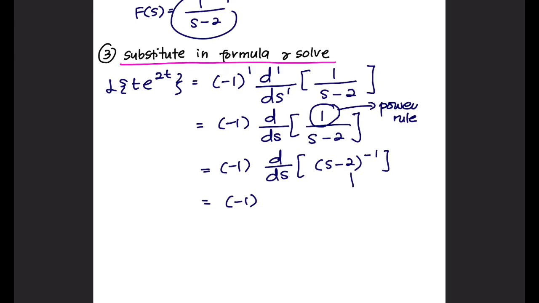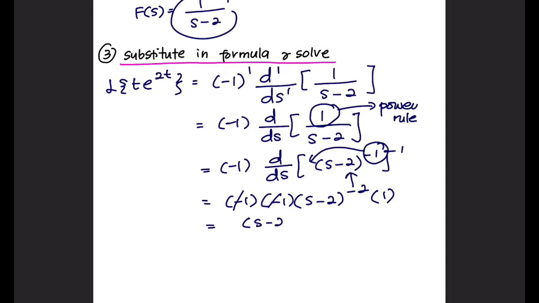After that, differentiate this function. First, put the negative 1 in front. We get negative 1 times (s minus 2) to the power of negative 2. Negative 1 minus 1, you will get negative 2. Then differentiate inside of the bracket, you will get 1. And simplify, you will get negative, negative, positive, over (s minus 2) to the power of 2, or 1 over (s minus 2) squared.